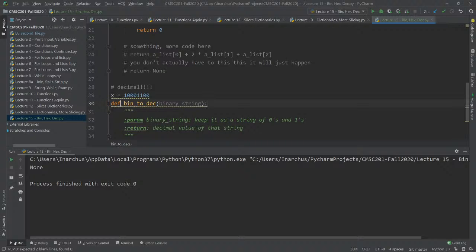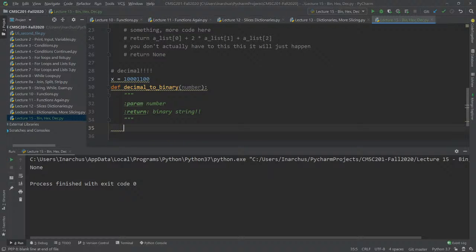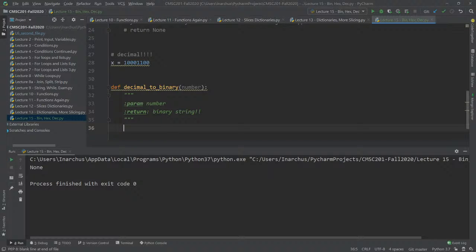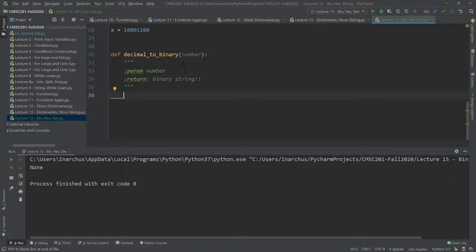Oh no, I'm sorry, we don't want to do that. Decimal to binary. The parameter this time is going to be a number, and it's going to return the binary string. Yes, okay, that's the way I want to go. Sometimes I forget which way I'm going. So here's how to convert from decimal to binary. You know how to convert from binary to decimal now, right? You just add up the powers of 2 that are represented. But how do you convert from decimal to binary? So let's find out.